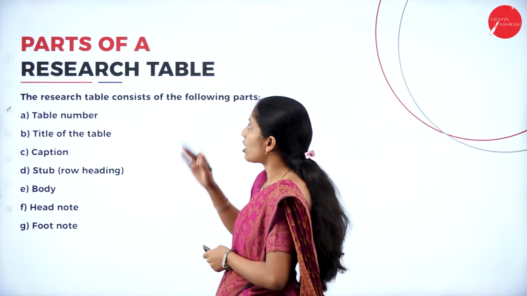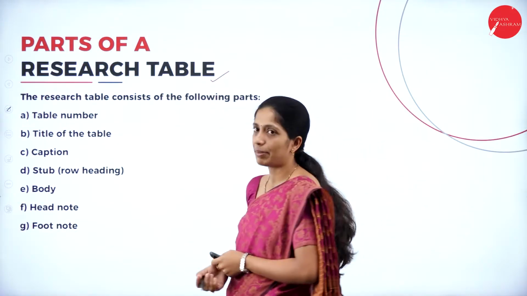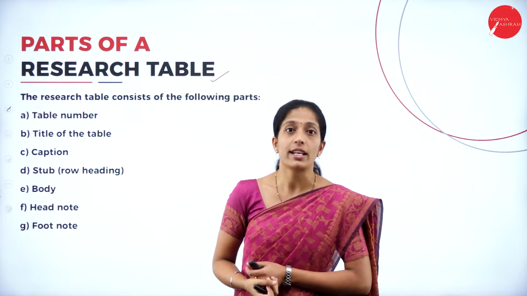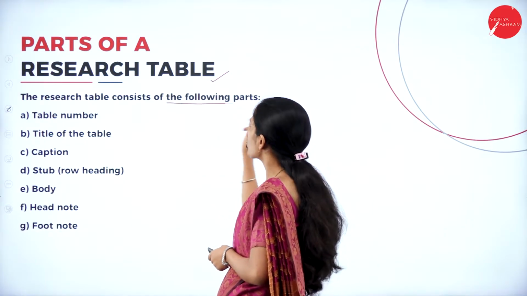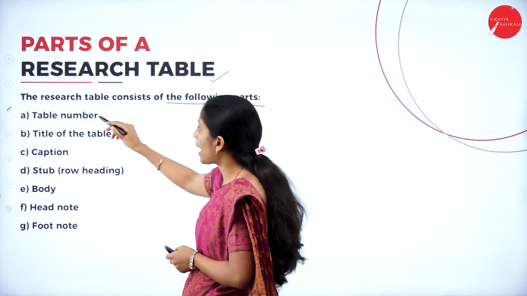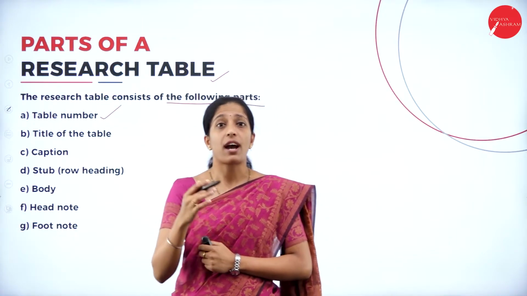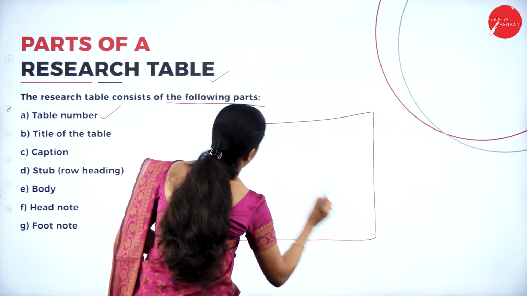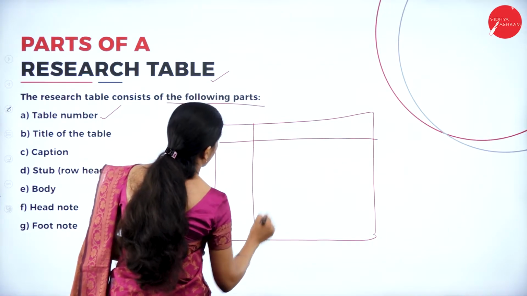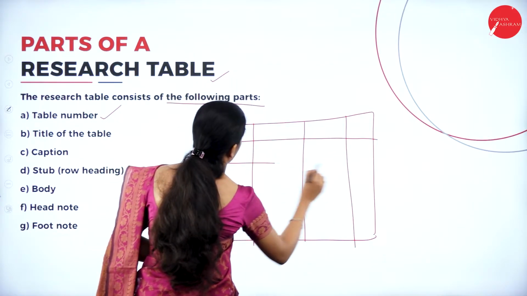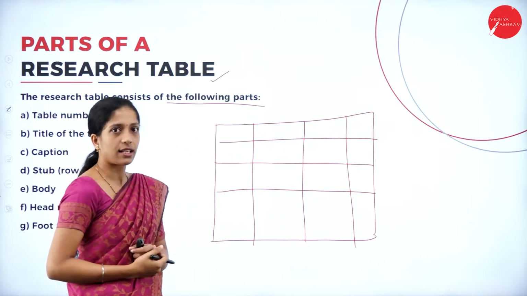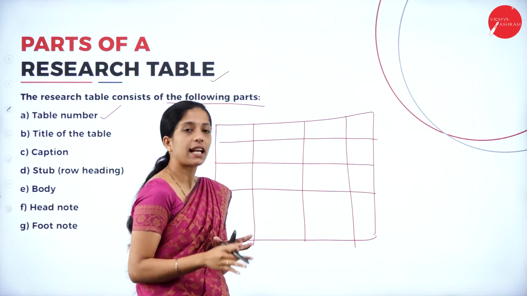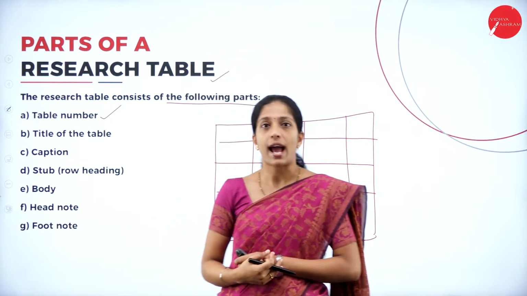Next, let us see the next concept, that is, parts of a research table. What are the main concepts we have to remember while drawing a table? The research table consists of the following parts. Suppose I want to draw a table, so let us assume this is a table here with a number of rows and a number of columns. Now this is a table. The first thing is that it should have a table number. In order to distinguish one table from another, it should have a table number.